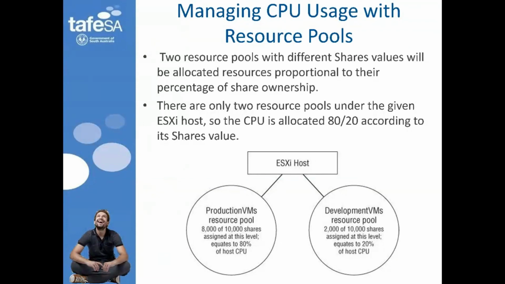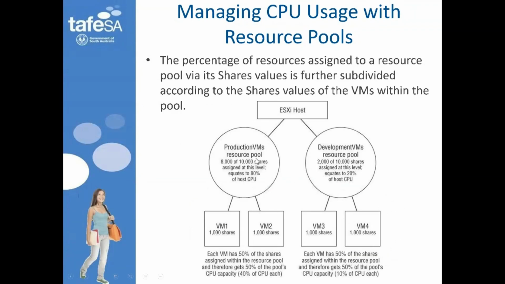Two resource pools with different share values will be allocated resources proportional to their percentage of ownership. There are only two resource pools under the given ESXi host, and CPU will be allocated 80-20: 80% to production, 20% to development. Let's make it easy to understand. Let's talk about 100% of the CPU cycles.